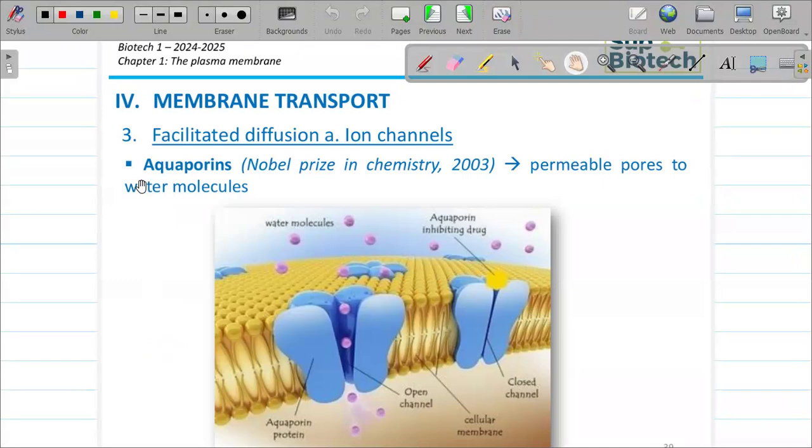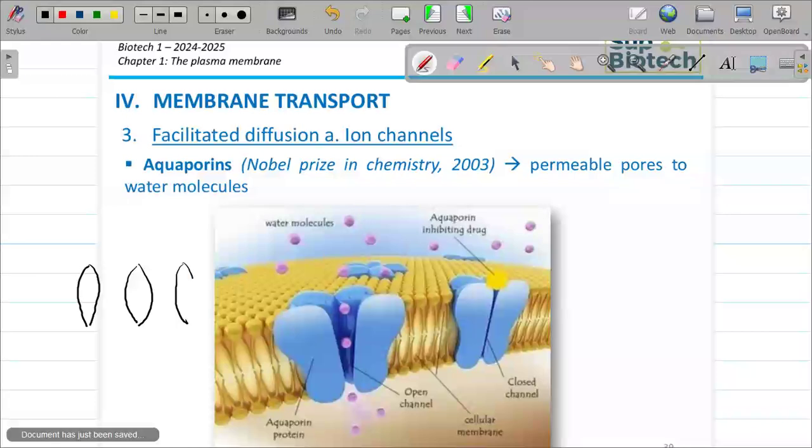So I told you, porins. They are small pores which are always in open state. These are called aquaporins. So when I look at the porins, these are nothing but channel proteins. If they allow movement of molecules only in one direction, that is called uniport.